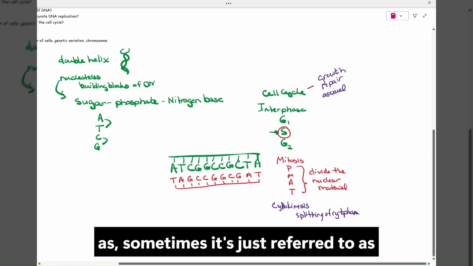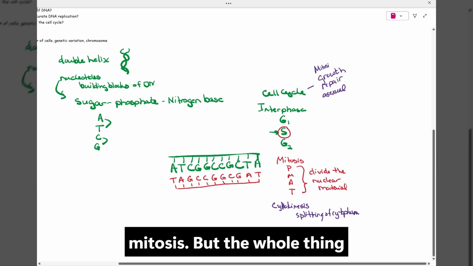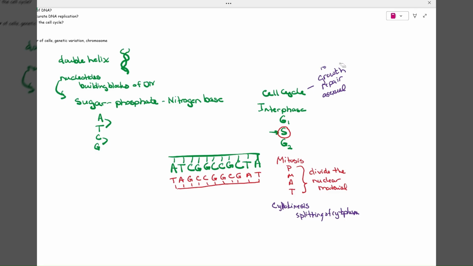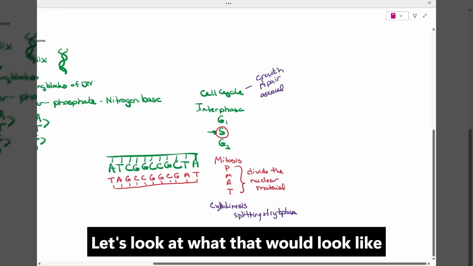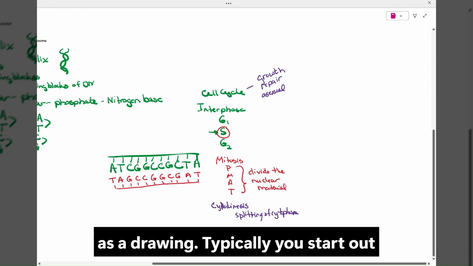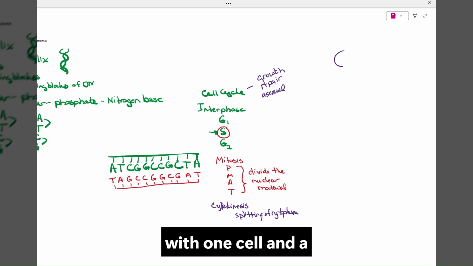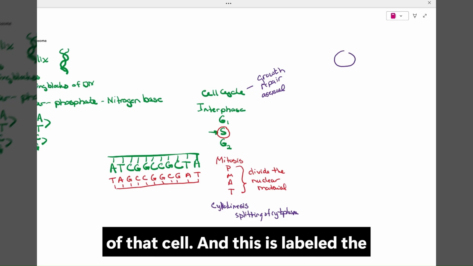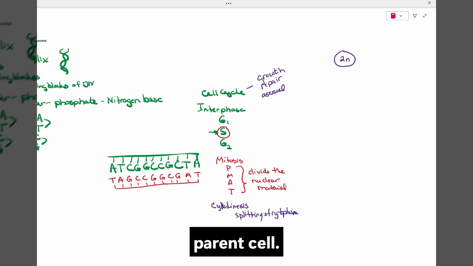And this is sometimes just referred to as mitosis. But the whole thing really is the cell cycle. Let's look at what that would look like as a drawing. Typically, you start out with one cell, and a chromosome number is placed on the inside of that cell. And this is labeled the parent cell.